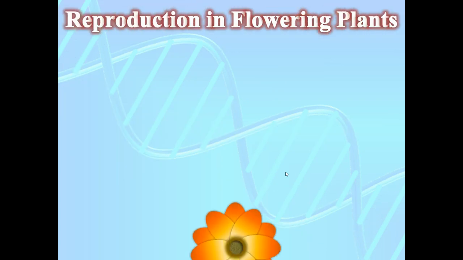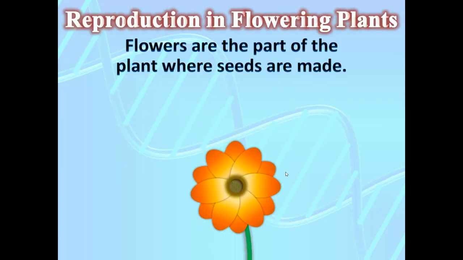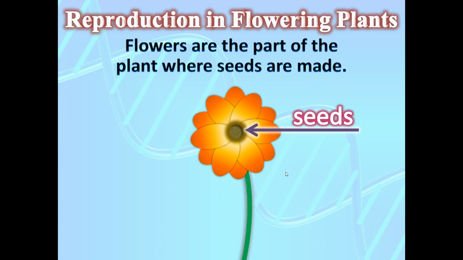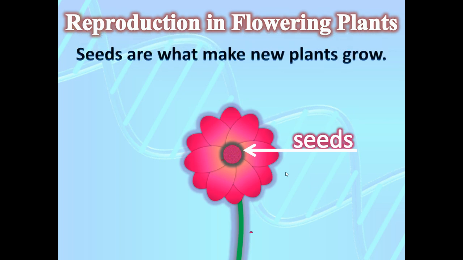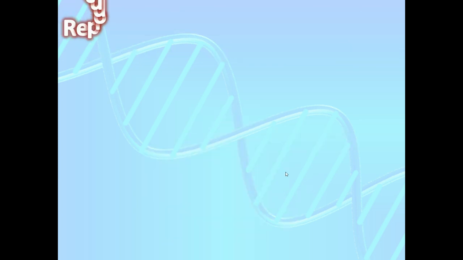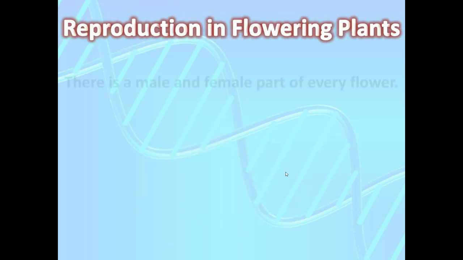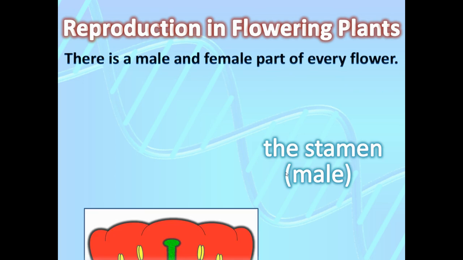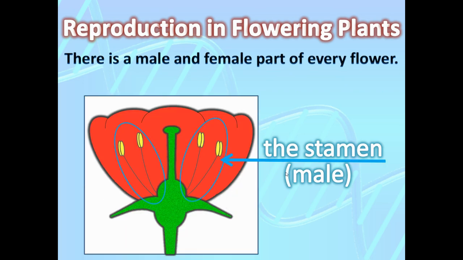The reproduction in flowering plants. Flowers are the part of the plant where seeds are made. Seeds are what make new plants grow. Reproduction in flowering plants. There is a male and a female part in every flower.